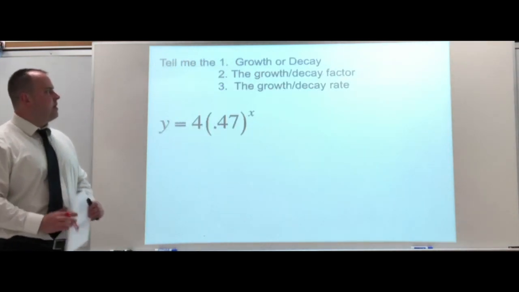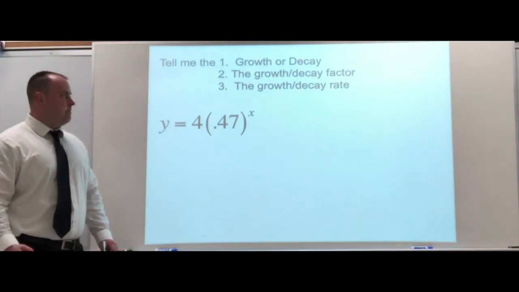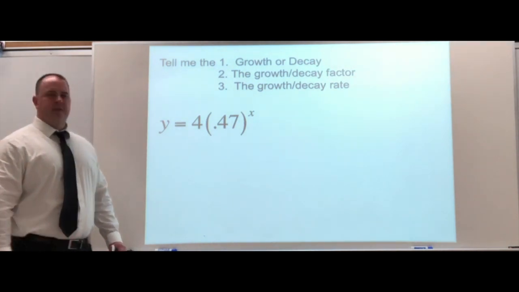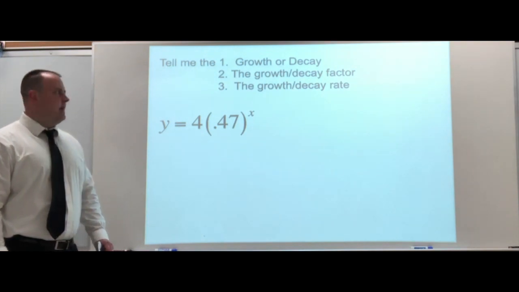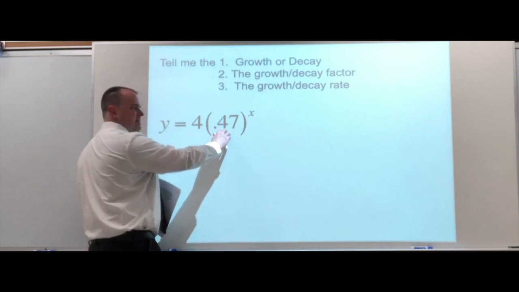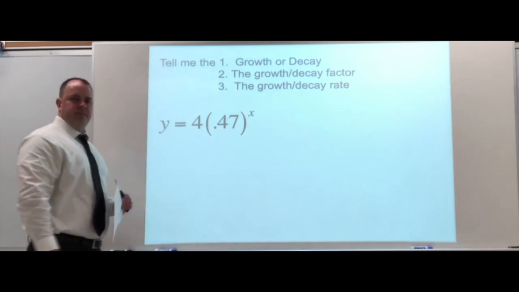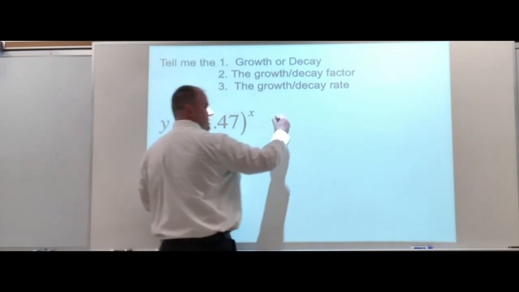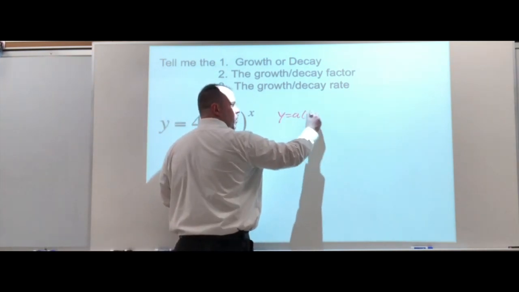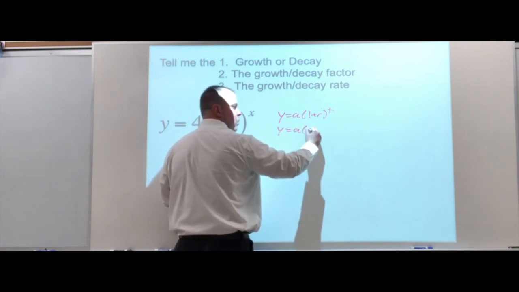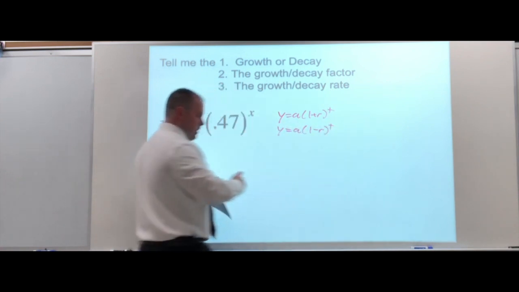Okay. Here's the problem. Tell me, is it growth or decay? What the growth and decay factor is, and what is the growth and decay rate. Okay? All this is going to be explained by what's inside the parentheses, the B. Think about what the formulas are. Y equals A times 1 plus R to the T power. Y equals A times 1 minus R to the T power.